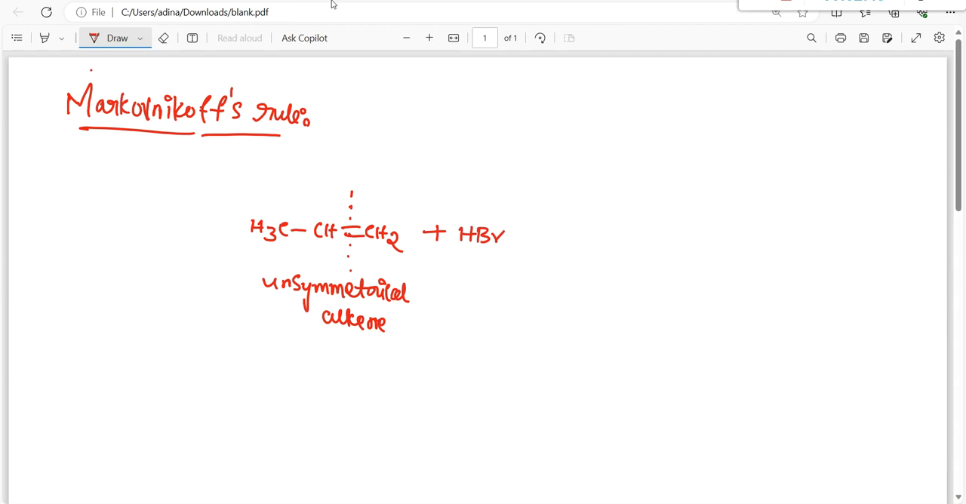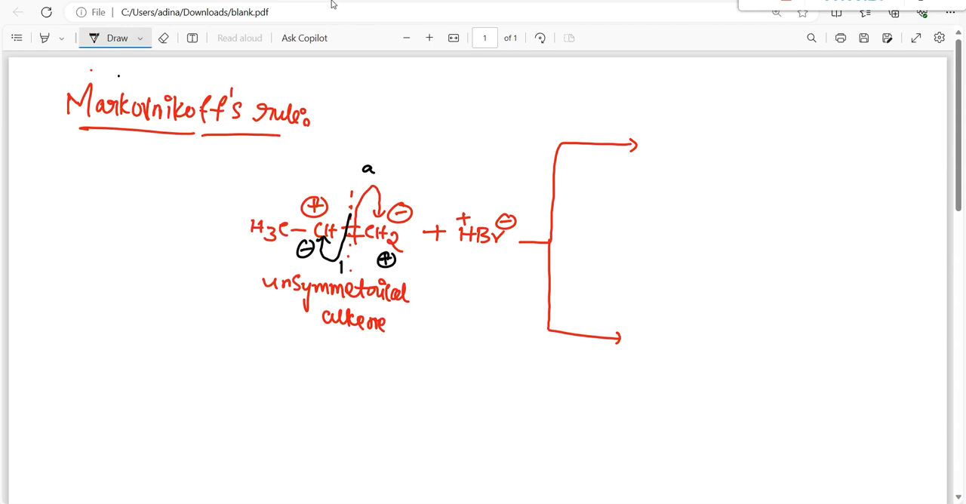Here, the condition is HBr. If UV light is present, then we use anti-Markovnikov's rule. Here, just HBr is present, so H+ and Br-. Two products are possible. For example, assume the double bond is shifted towards this side, giving a negative charge and a positive charge. Assume it is shifted towards the other side. This is path A and consider this path B.